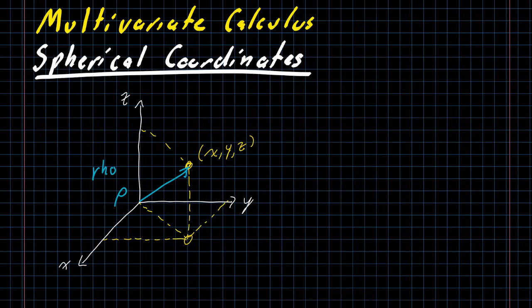I see a lot of sources that use R for this measurement. I'm using rho specifically because we've already used R to mean the thing in cylindrical coordinates. And I'm going to be doing a lot of converting between cylindrical and spherical coordinates, so it's going to be a little bit challenging.